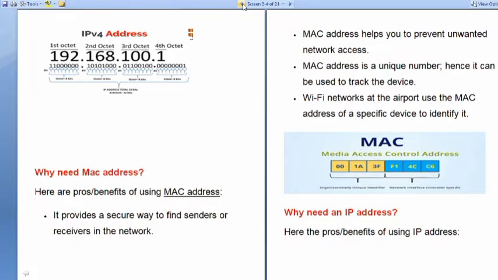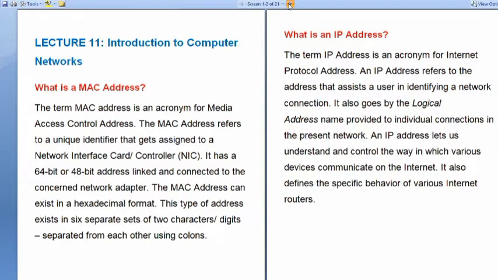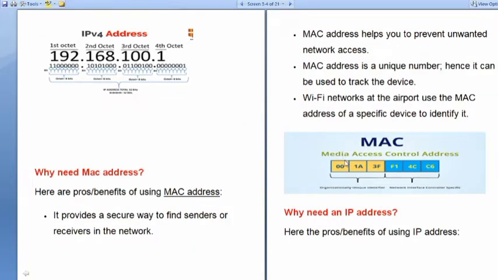Suppose you have a computer from HP or, let's say, Dell. This first part will indicate the company. Each company has a unique identifier. For example, let's say this is the unique identifier for HP. All the computers of HP will have this unique identifier. The other part is NIC controller specific. This part may change according to devices.